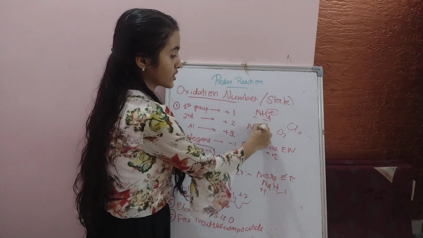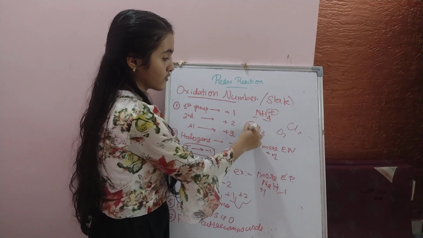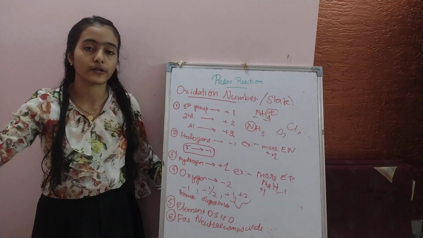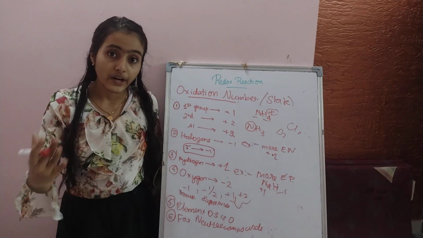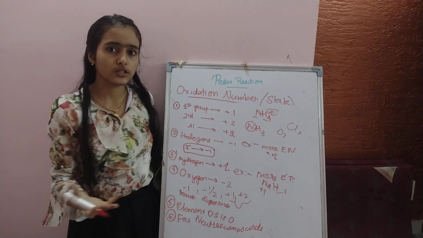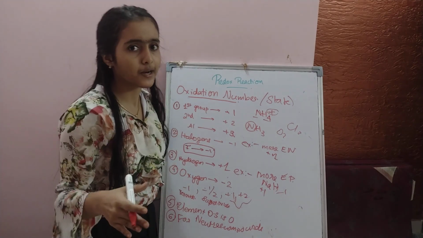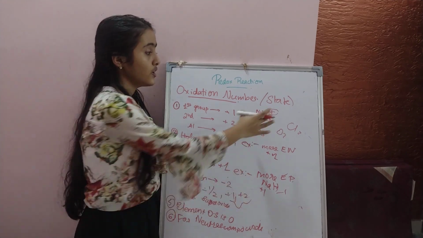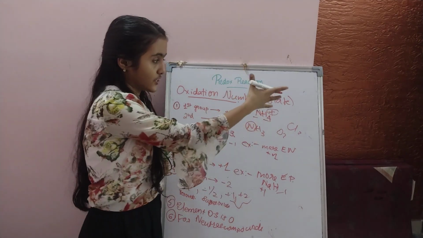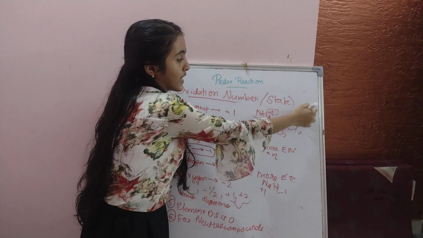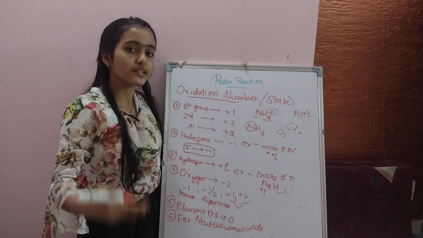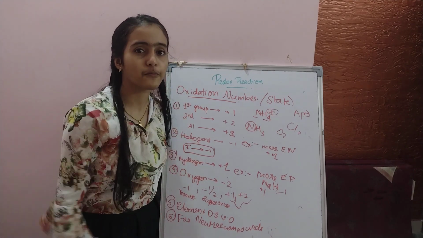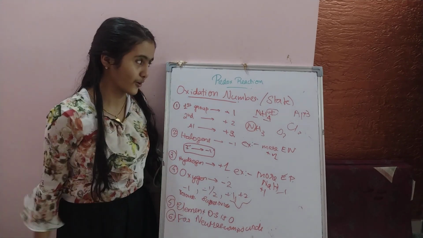Like in the case of NH3, the oxidation state of N plus 3 into the oxidation state of H will always be equal to 0. Why are we multiplying by 3? Because if not, it will not be correct. Then for compounds that are not neutral, the sum of oxidation states will be equal to the charge. For ions like Al3+, the oxidation state is the same as the charge itself.